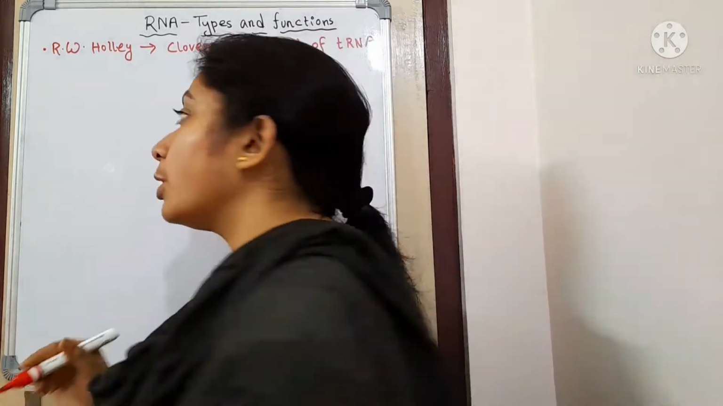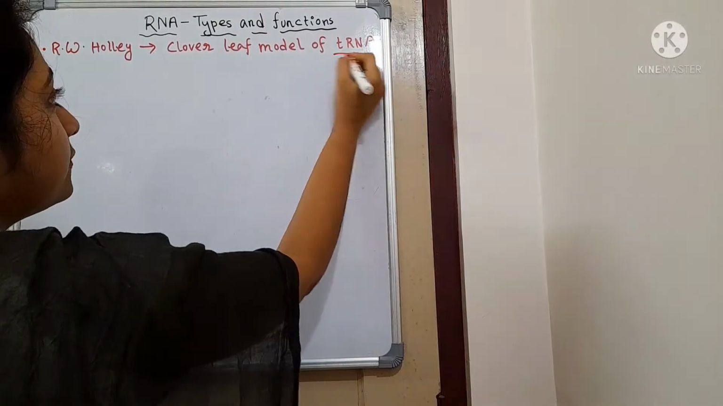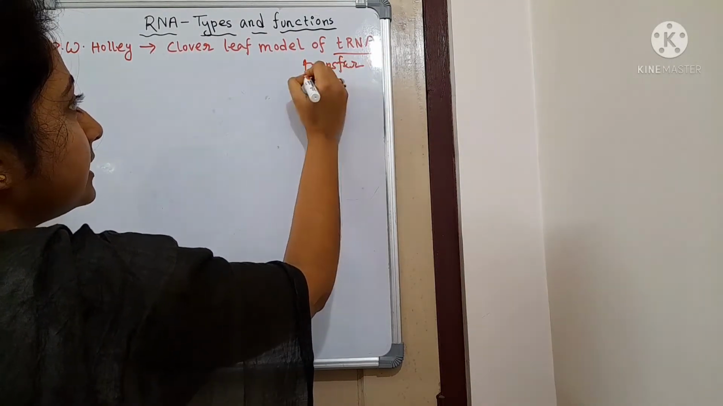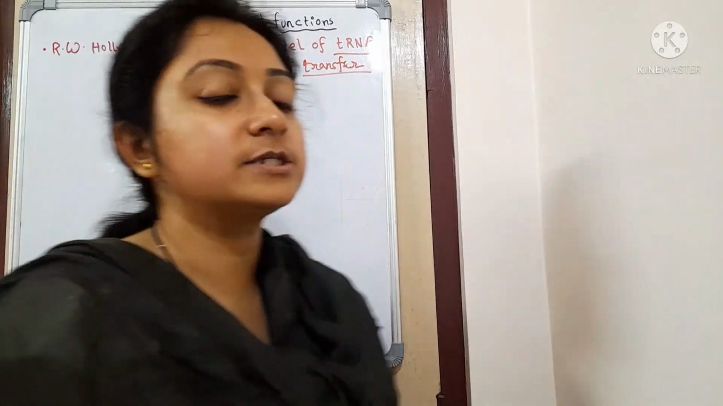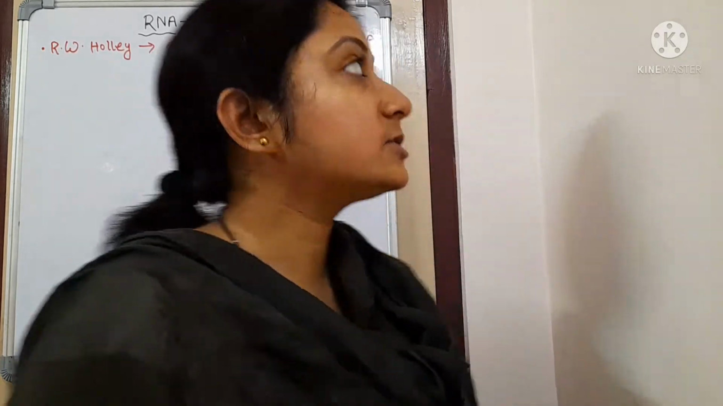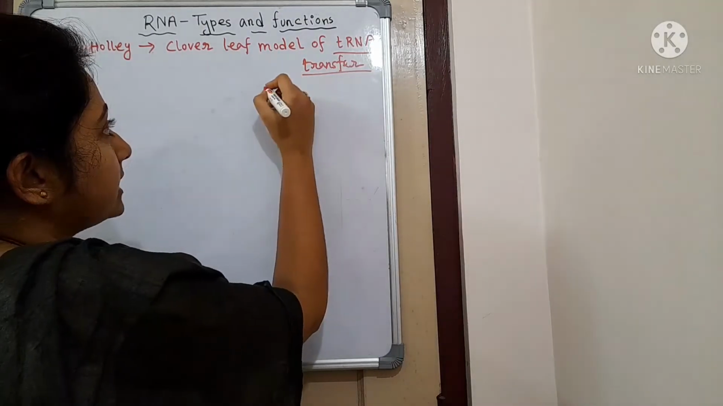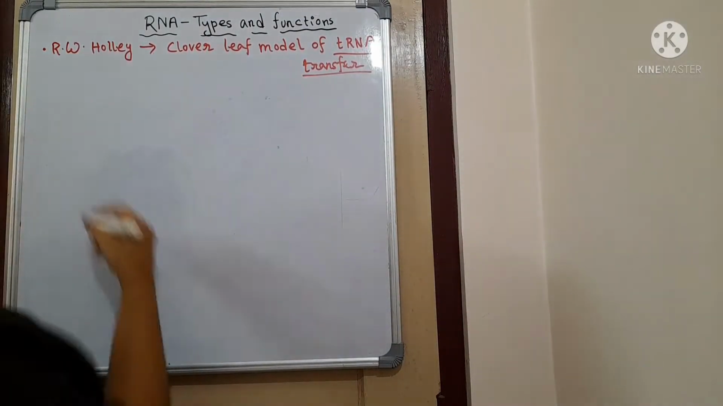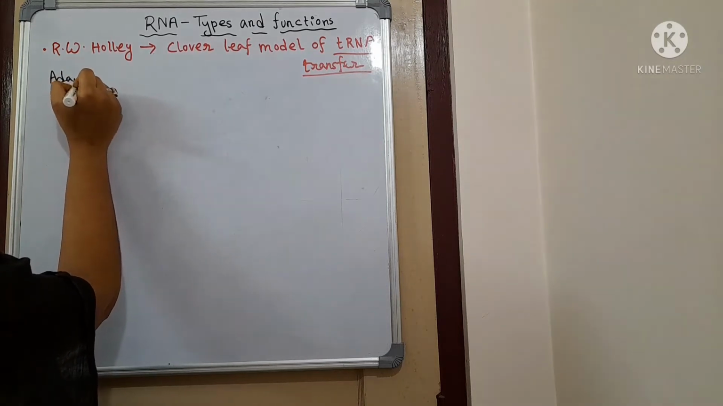What is the full form of tRNA? Full form of tRNA is transfer RNA. And as the name suggests, transfer means it will transfer some molecule. Which thing will it transfer? It will transfer amino acid residues from one place of the cytoplasm to the other place. And that is why this is also known as adapter molecule. The tRNA is also considered as adapter molecule.